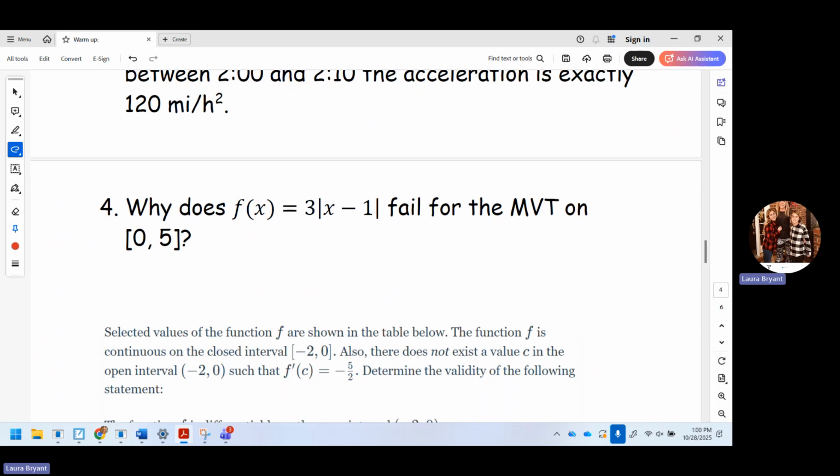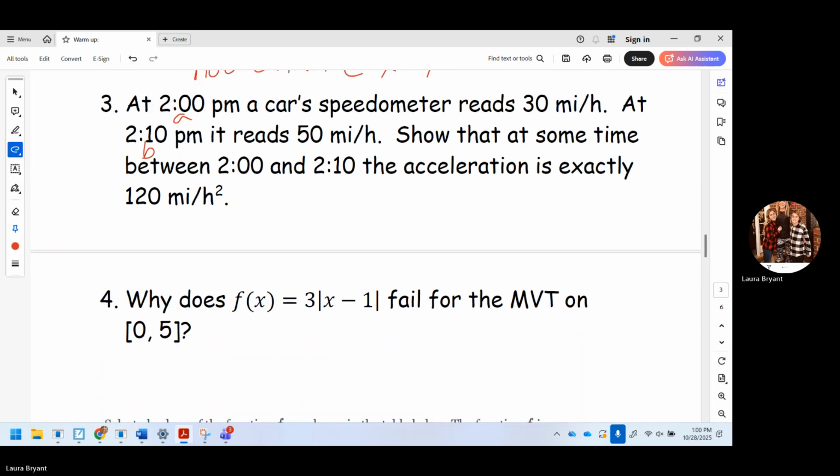Question? How would we... It would be 10 minutes, which is 1/6 of an hour. So when you do y2 minus y1 over the 10 minutes, you get 20 over 1/6 of an hour, which gives you the 120. And so your theorem says if the average rate of change is 120, then the actual derivative is 120.